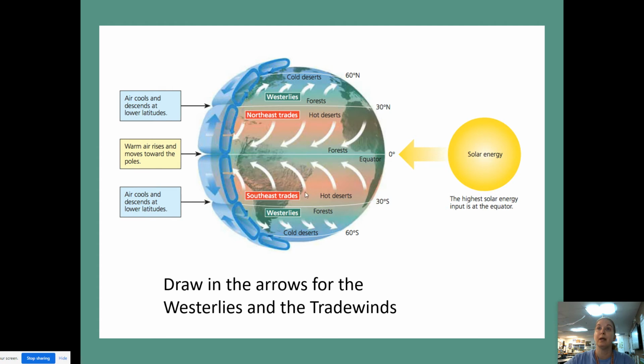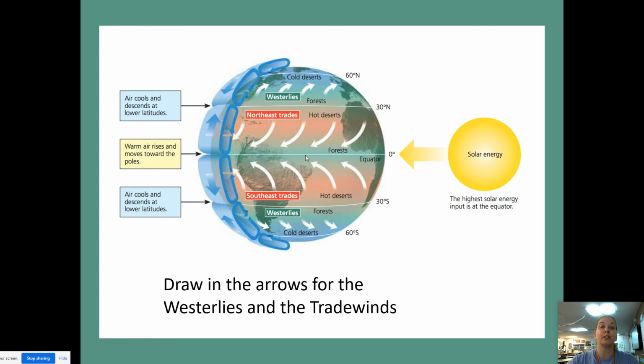So we've got some pointing towards the equator and then pointing away from the equator, and we don't go straight because of what I'm going to get to in just a second. Understand that the solar energy is the highest input at the equator. It's most direct. So the reason that it's hotter at the equator isn't because the Earth is so much closer to the sun there. It's because of the angle.